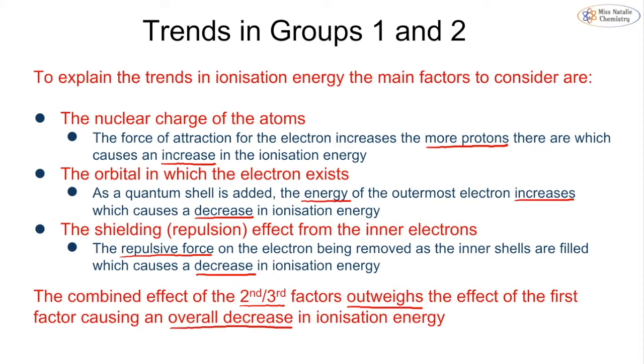So when you're explaining the trends in ionization energy, you can mention that there is an increase in nuclear charge, but that is not what actually controls it. What controls it is the fact that the outer electron is in a high energy orbital, and we're getting increased shielding as well.